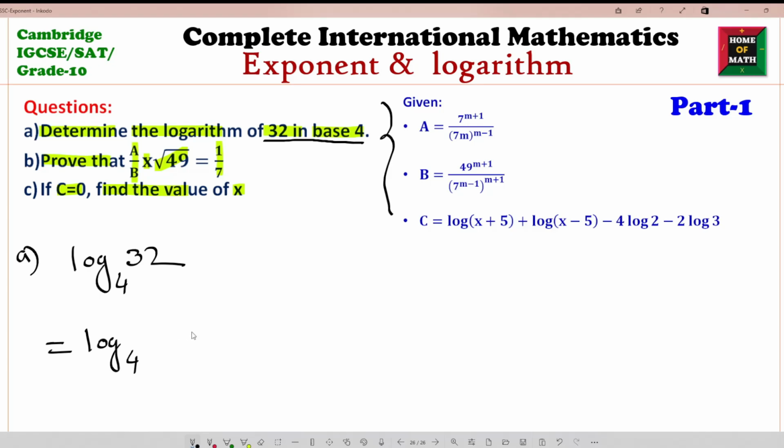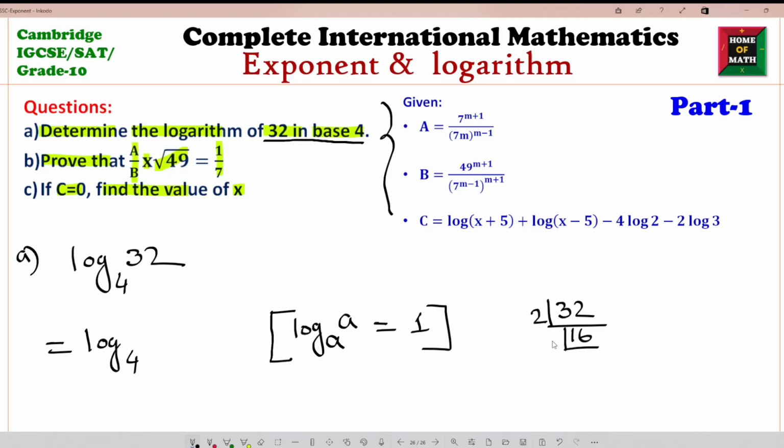In this case, a trick is we have to make this format: log base a of a, which is equal to 1. So we have to make log base 4, and here we also need another 4. So 32 we can divide by 2. Here is 16. If we divide by 2, it will be 8, again 2, it will be 4, again 2, it will be 2. Okay, so here is 1, 2, 3, 4, 5.